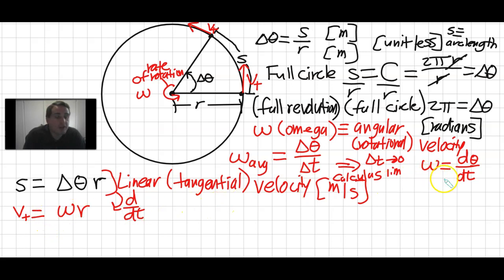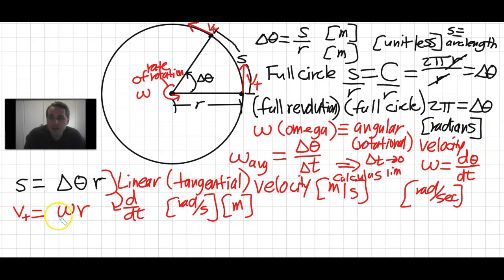By the way, what is the units of omega? Omega should have units of radians per second, because again, theta is in radians, time is in seconds. Notice radians per second, so let me write this out. Radians per second times meters for the radius should give meters per second for the linear or the tangential velocity.